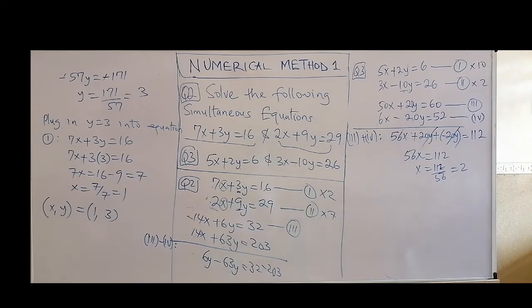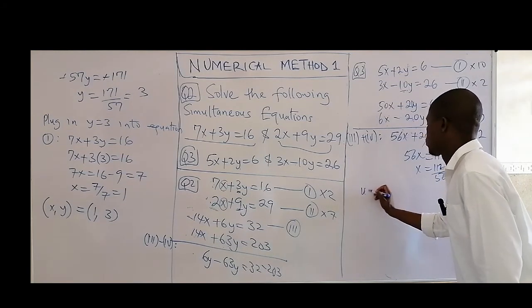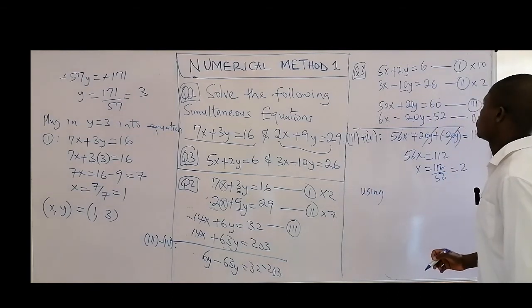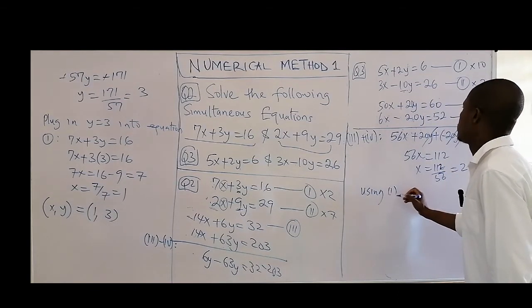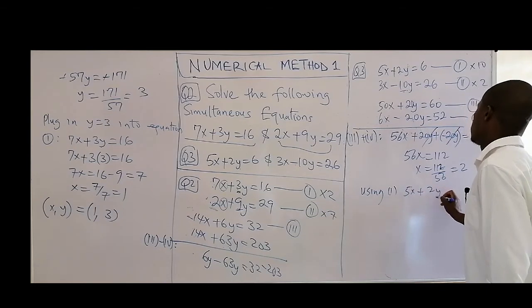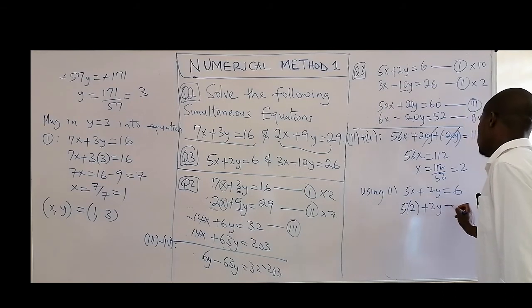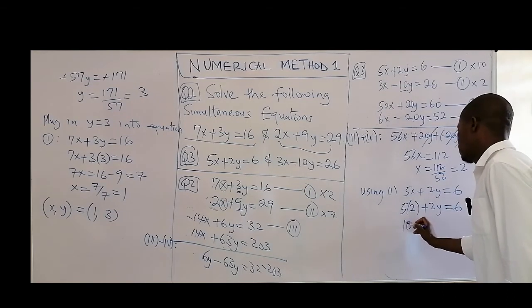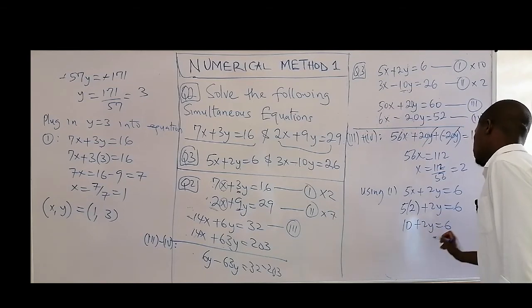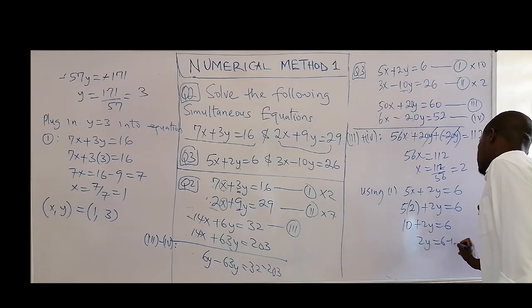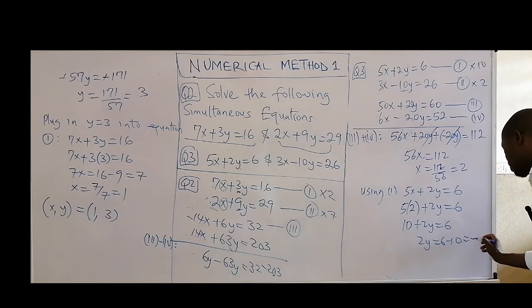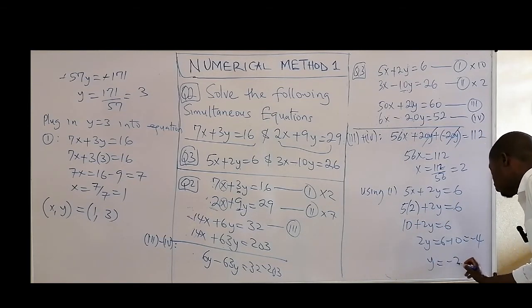So after you've gotten that, we need to get the y value. We can use any of the equations, make substitution for x, and get the y value. So using equation 1, 5x plus 2y equal to 6. That will be 5 times 2 plus 2y equal to 6. 10 plus 2y equal to 6. So 2y equal to 6 minus 10. Move this one to the other side. That's minus 4. So y is minus 2.